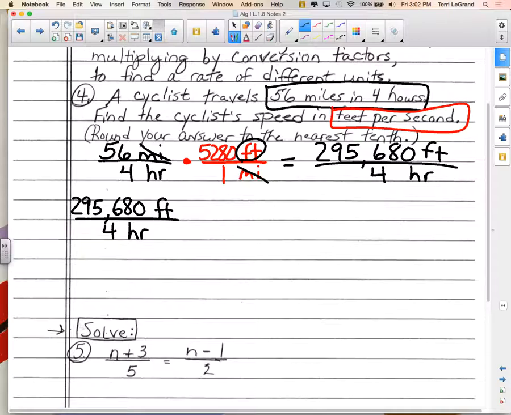So we don't want to convert the distance anymore. We're done with that, right? So now we want to convert the hours. We want those to go away. So now I'm going to put hours upstairs because they're downstairs in the other factor here. Well, there's another element of time between hours and seconds. What is it? Minutes. So we're going to start by converting to minutes first.